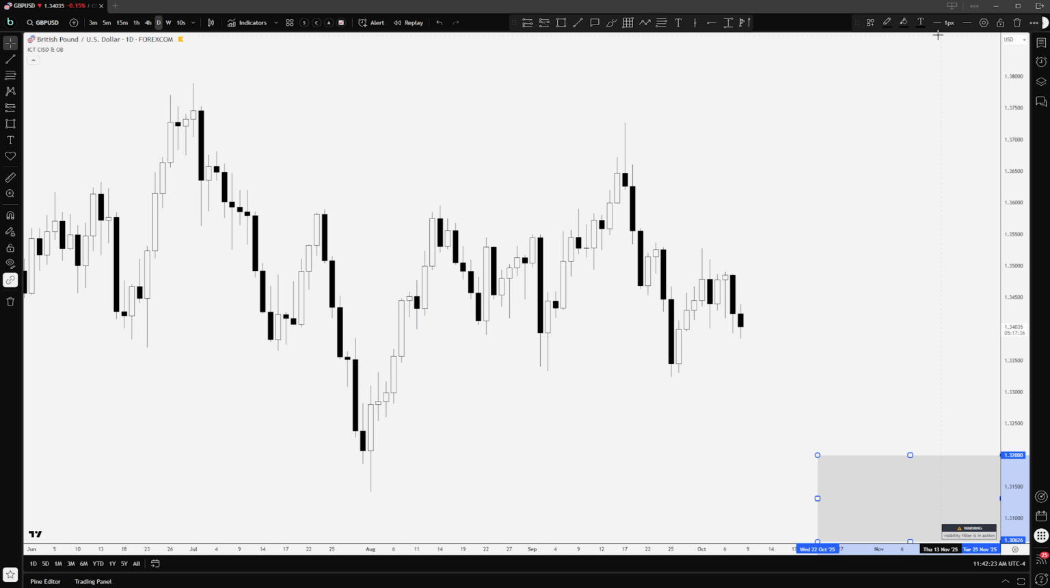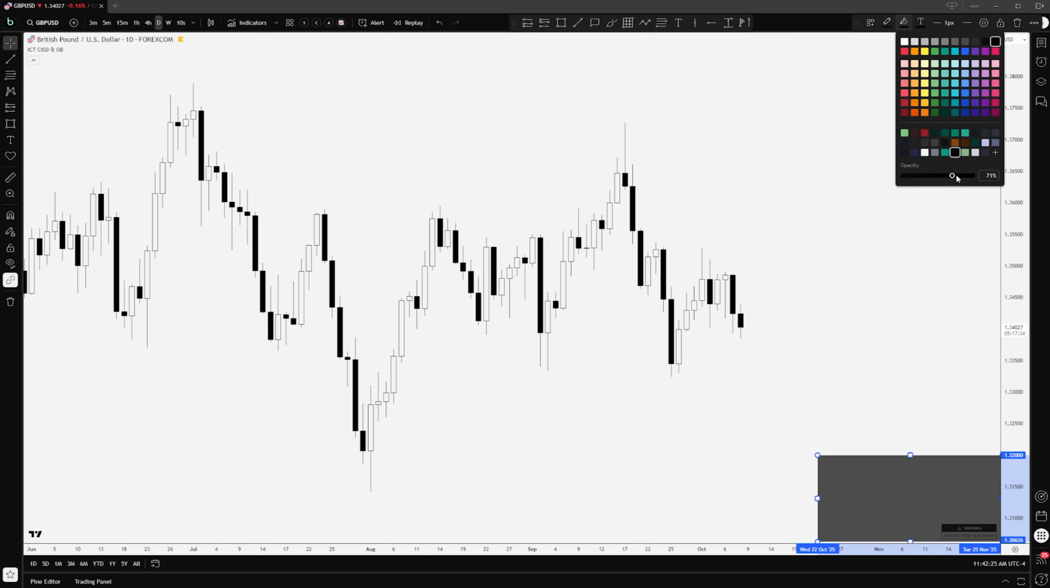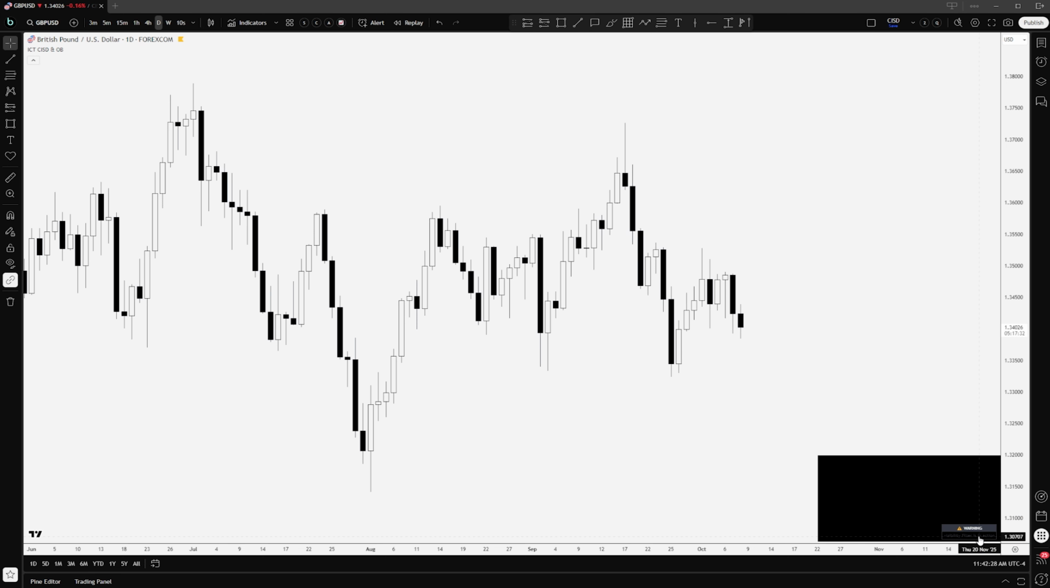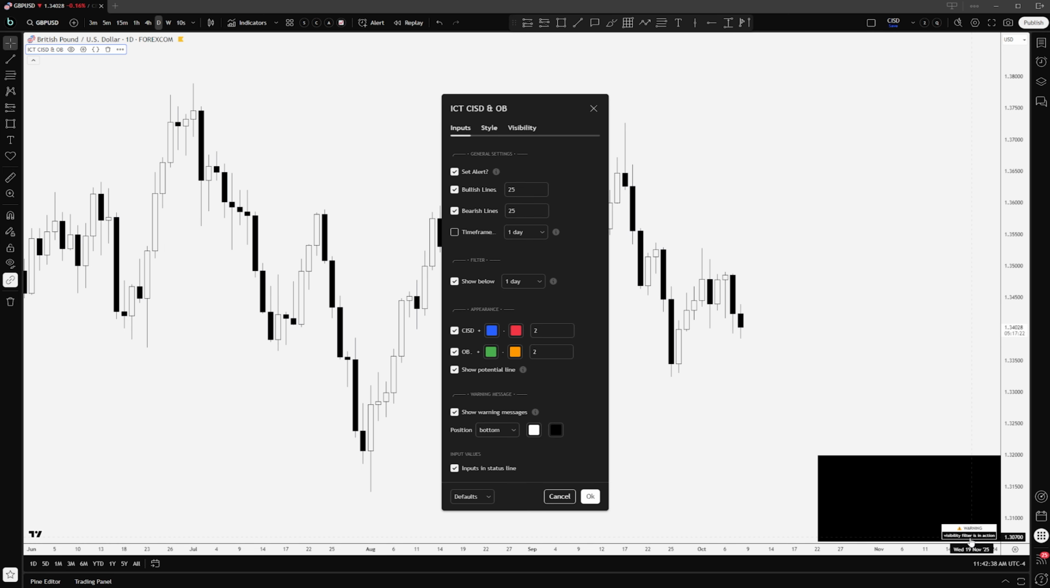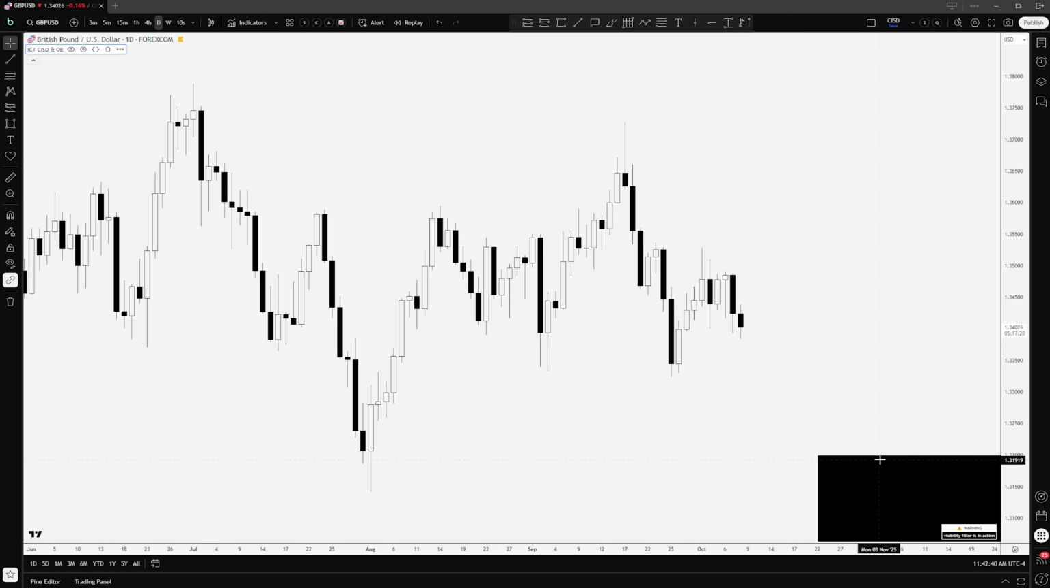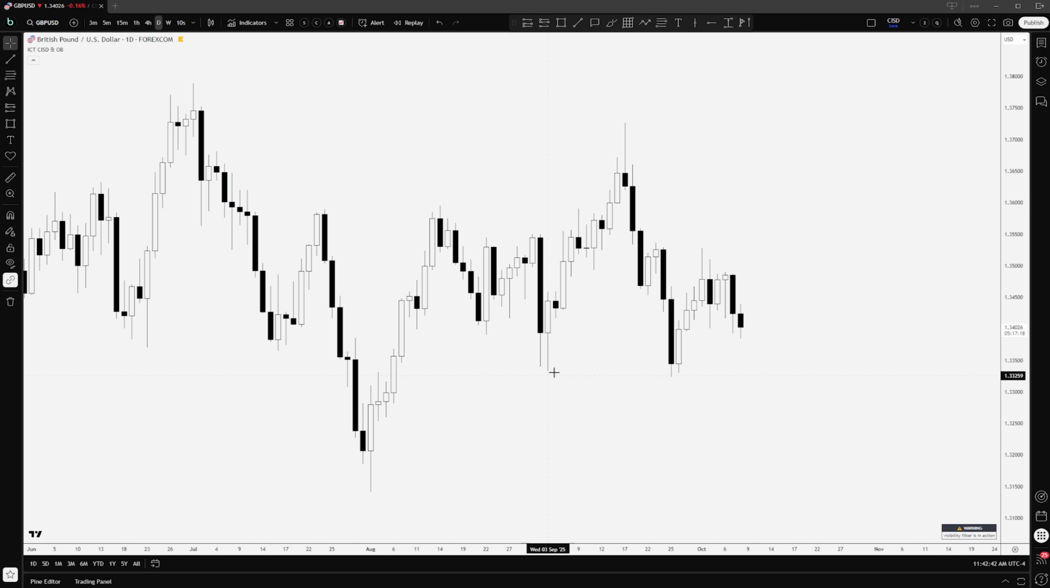I'll set this to black 100%. So in this case, it won't be that visible. If you want this box to be a different color, you can do that by changing these, and then you can see it's now visible. I'll just go back to the default.